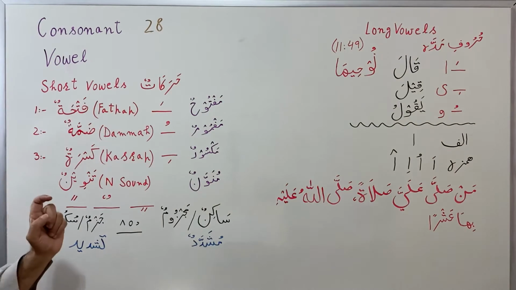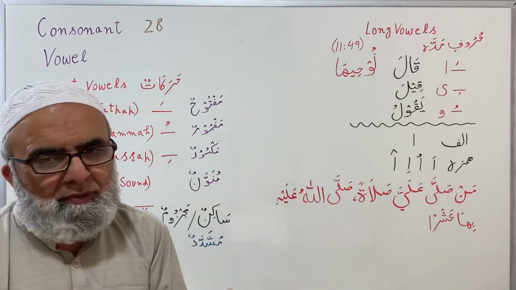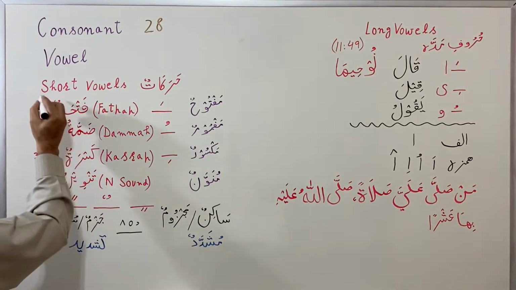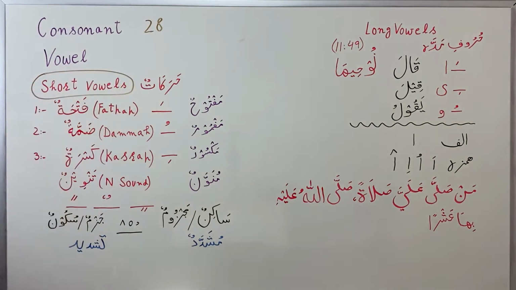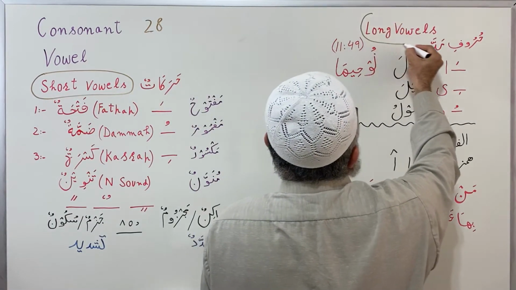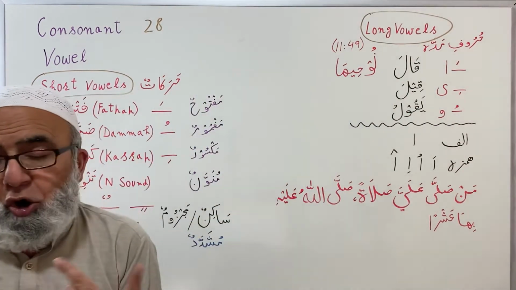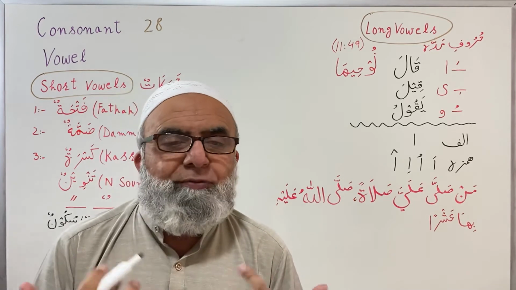But in Arabic, there are two types of vowels. One you can call the short vowels, and the other is called the long vowels. These long vowels and short vowels help the movement of the sound.